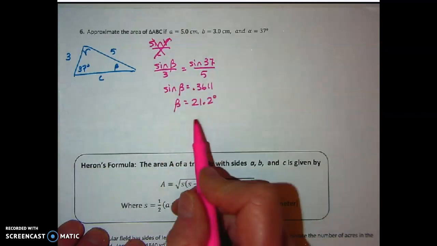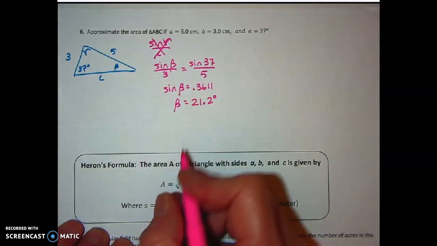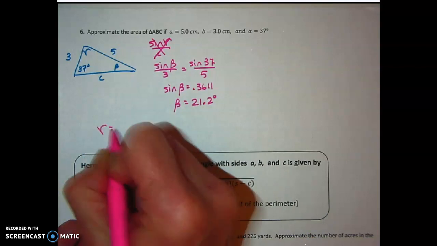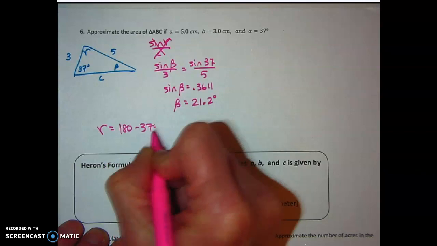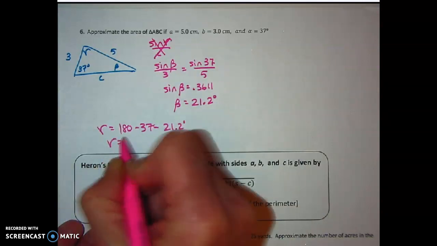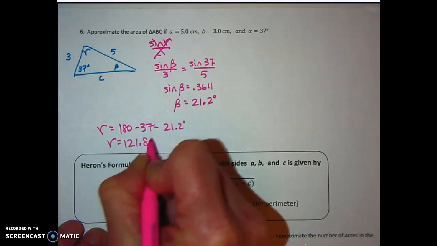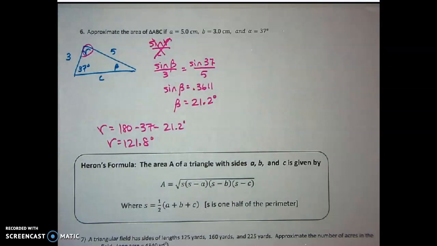And again, I can't use the ambiguous case. If I tried to use the ambiguous case, then I wouldn't be able to form a triangle. So now moving on from here, my gamma is going to be 180 minus 37 degrees minus 21.2 degrees. So my gamma is 121.8 degrees. And now that I have angle gamma, I have two sides and the angle between them. Go ahead and approximate the area of this triangle.